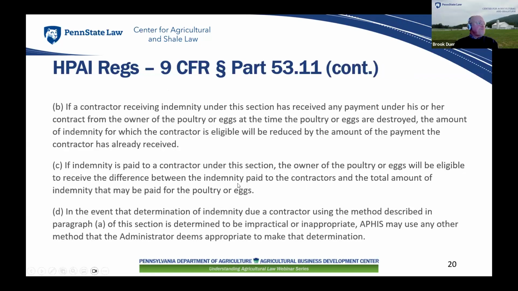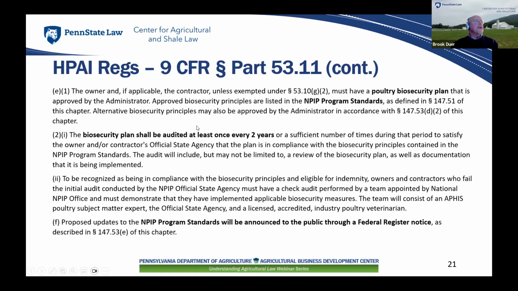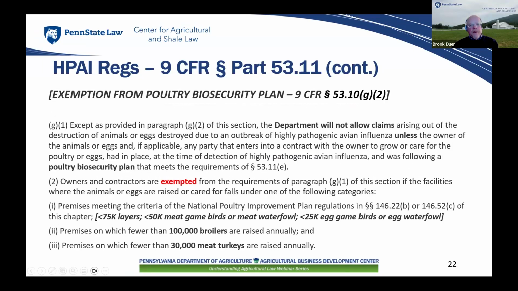All right, now let me see if there's anything else in here that is actually worth going through. Yeah, okay. So that gives you the basic gist. Now, I'll tell you what I'm going to do. I'm going to go forward. There's lots more in this.